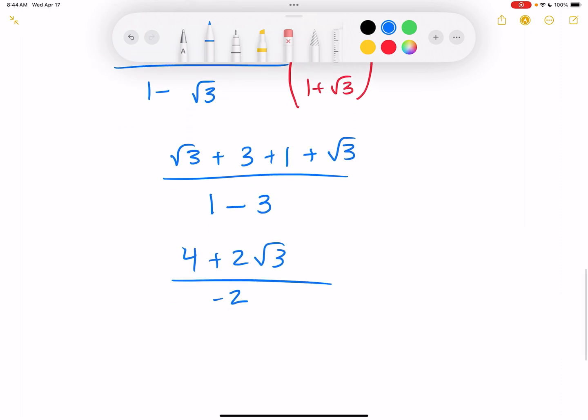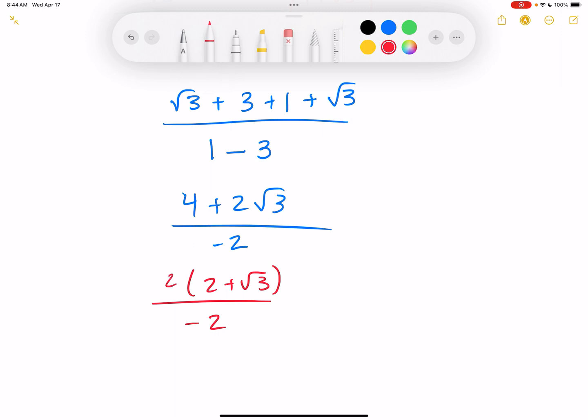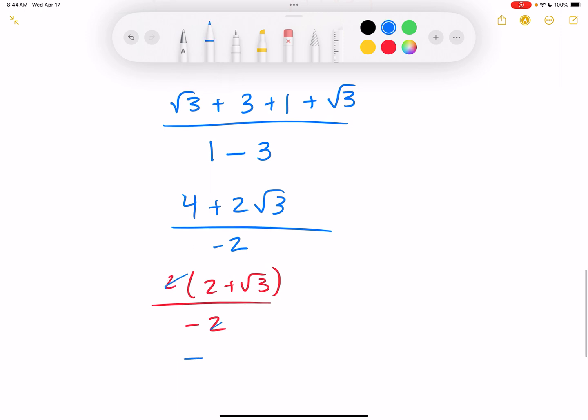But I'm not done. This is where I can take a 2 out of the top. So I'm going to pull a 2 out from up here. So it's going to be 2 times 2 plus root 3 over negative 2. And now I can cancel. Okay, people are tempted at this point to cancel here and tell me that that's going to make that a negative 2. But because these are being added, that's not true. I can't do that. I've got to pull it out first, like I did here. So then, whoops, the 2's are going to cancel. And then I'm going to have negative parentheses 2 plus √3, like that. And that'll be my final answer.